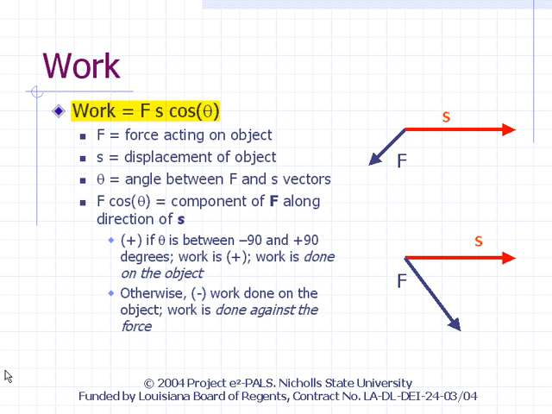You will recall that the value of cosine theta can be between negative 1 and positive 1. This means that the value of work can be positive or negative. What is the significance of the algebraic sign of work?